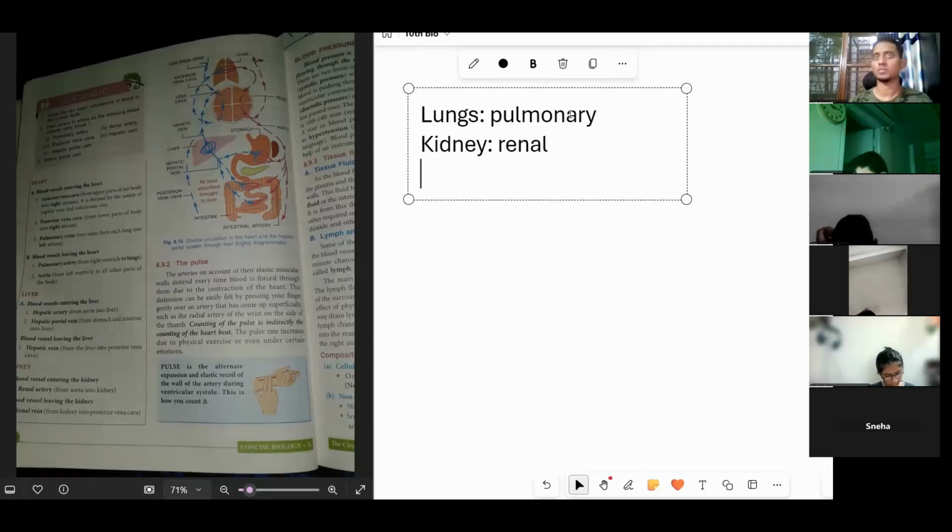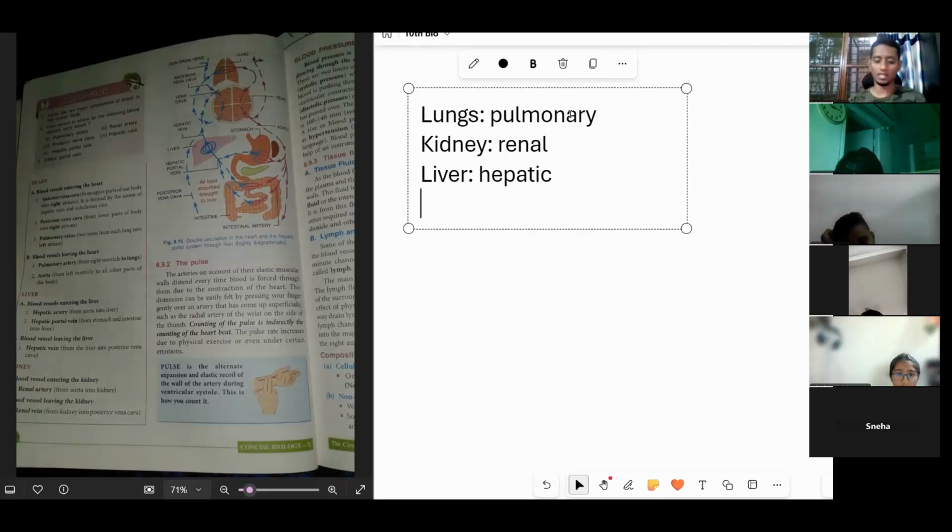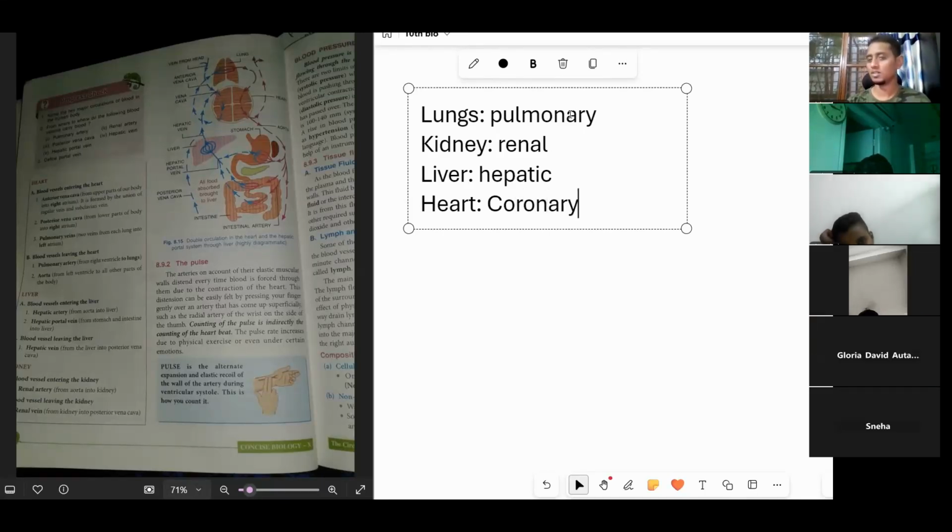Then liver. For liver, we say hepatic. Then hepatic artery, hepatic vein. Then heart. Any artery going to the heart? Coronary artery. Any other organ? Yes, that's it. Write down these words. These are the names of the arteries or veins that enter into these particular organs.